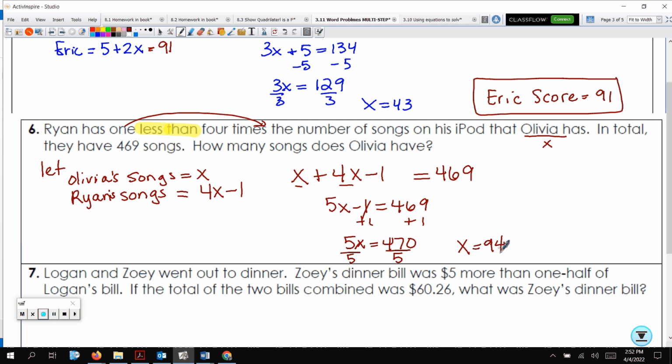All right, so when we plug x in here, Olivia has 94 songs, and we're going to answer all the questions because, why not? 94 times 4 minus 1 is 375 songs for Ryan. All right, the final question says, how many songs does Olivia have? Olivia has 94 songs.